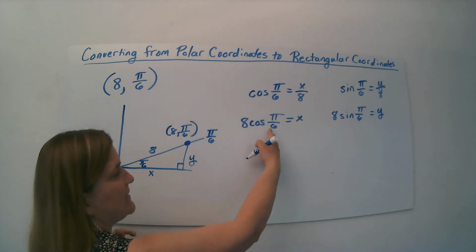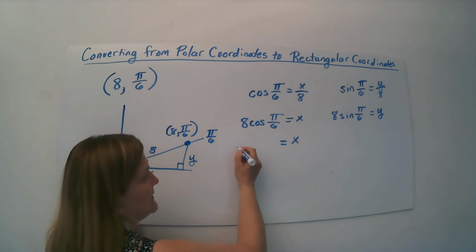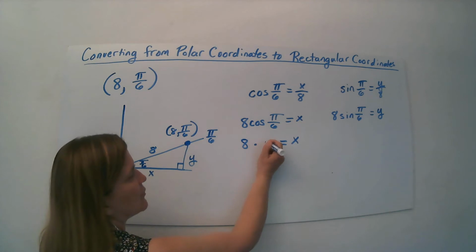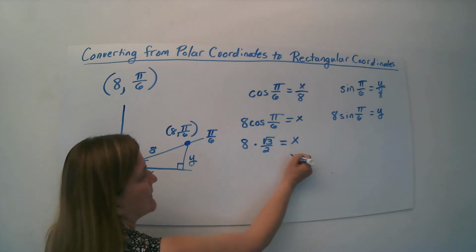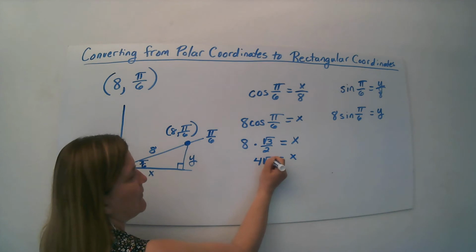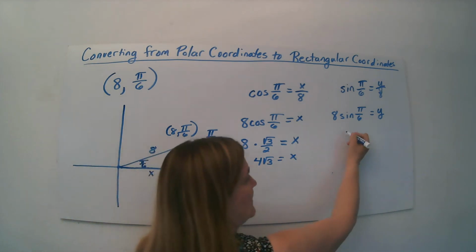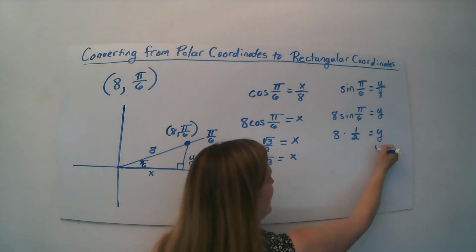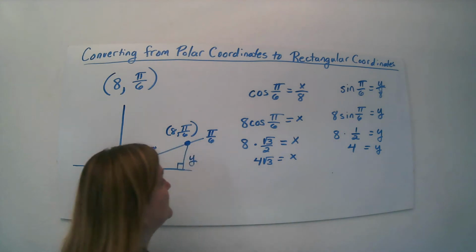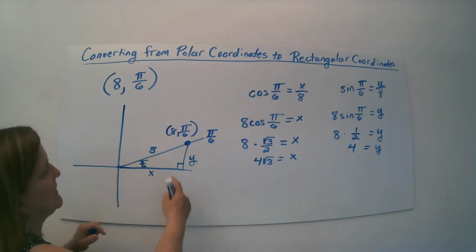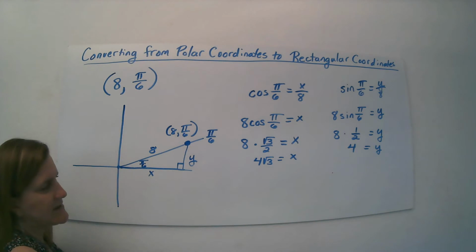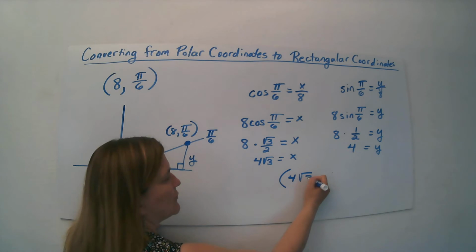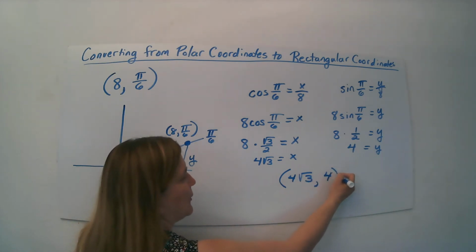So when we substitute in the value for the cosine of pi over 6, we know the cosine of pi over 6 is square root of 3 over 2. So our x value is 4 square root of 3. And when we substitute in the value for the sine of pi over 6, which we know is a half, we have a y value of 4. So this point that is written as (8, pi over 6) in polar coordinates, in rectangular coordinates would look like this: (4 square root of 3, 4).